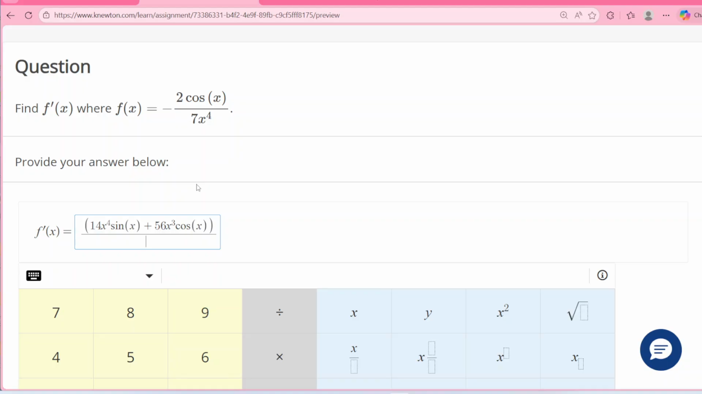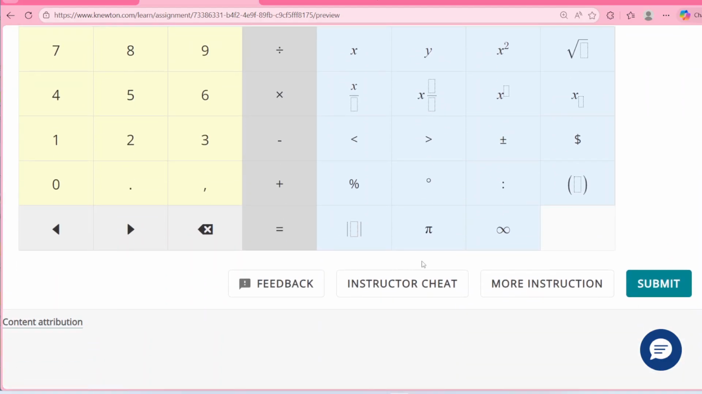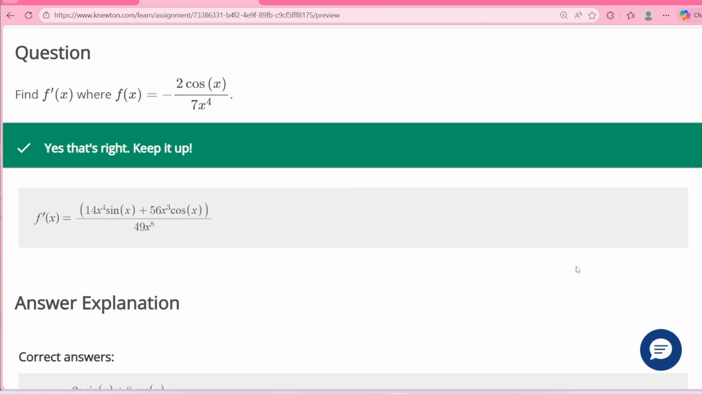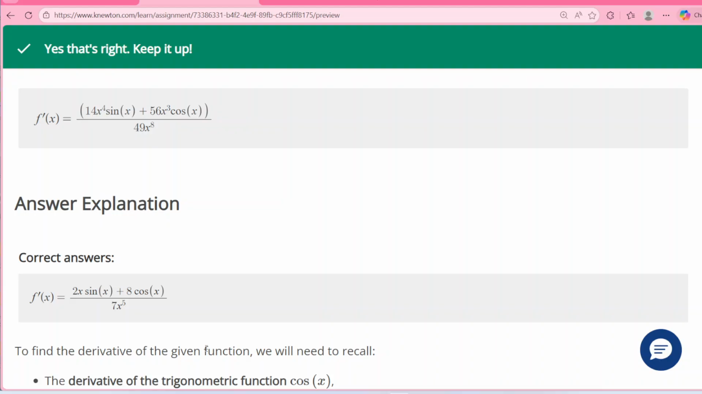Divided by the denominator, 7x to the 4th squared would be 49x to the 8th. Now you could simplify this further by factoring out x cubed, even factoring out 7x cubed, but I'm not going to do that. As long as what you type in... see, they did the thing where they factored out 7x cubed. That would have simplified to this.